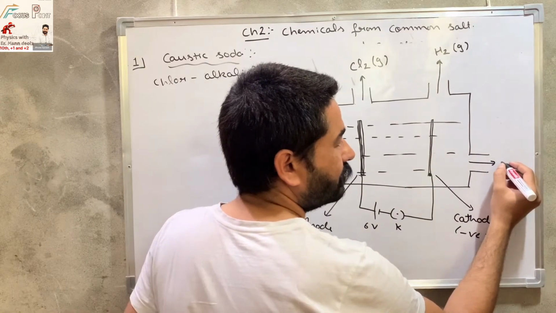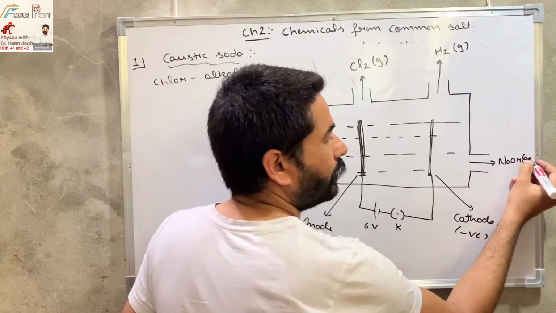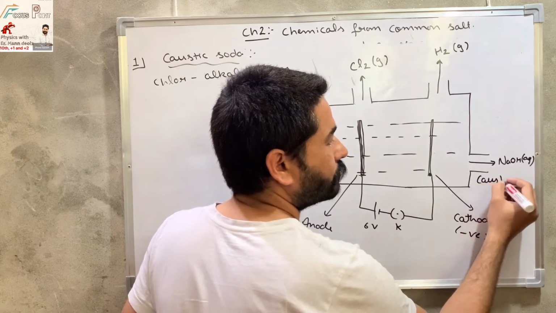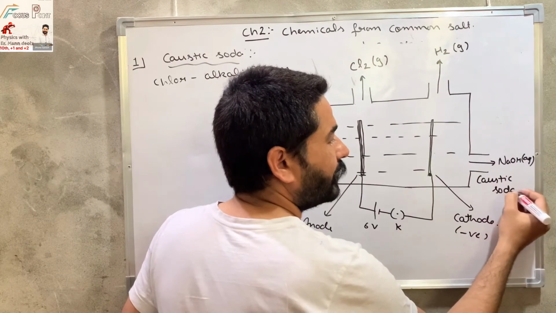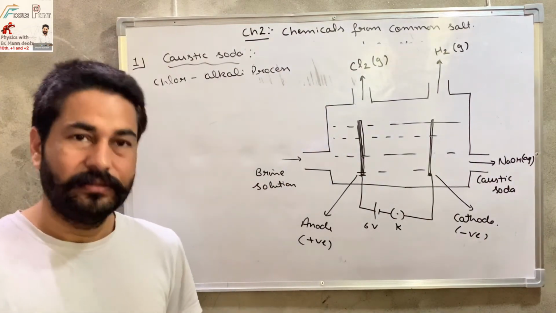Caustic soda in aqueous form. In aqueous form, caustic soda. So we can collect the caustic soda from here. This is how the chloralkali process would be done.